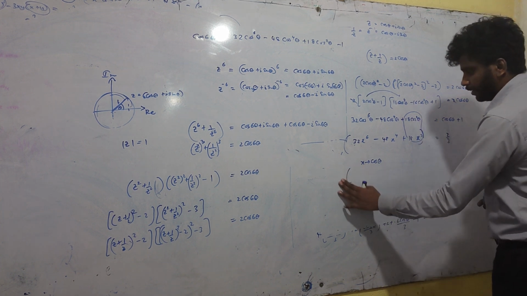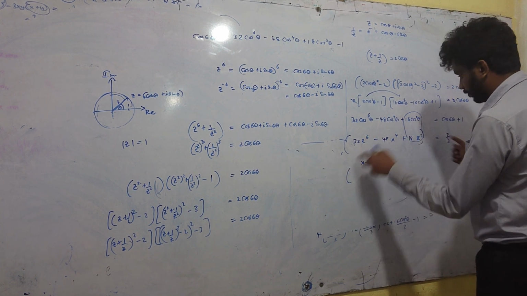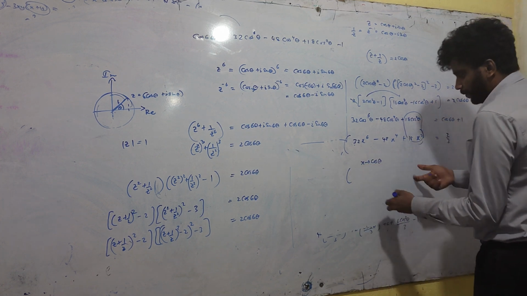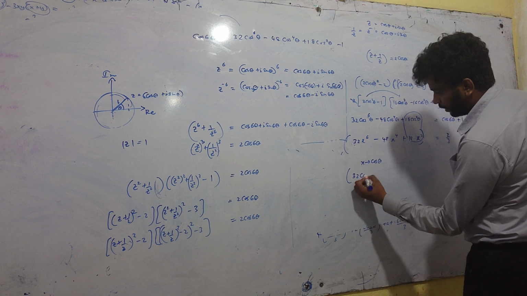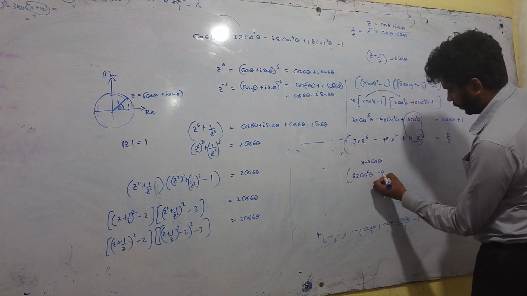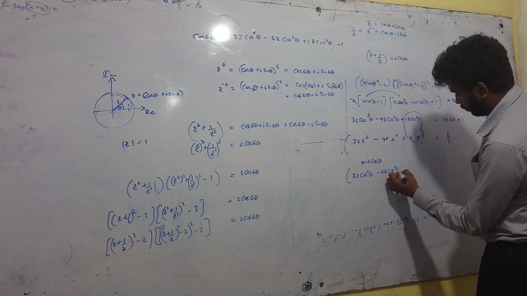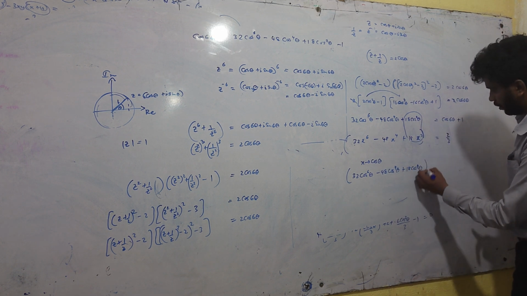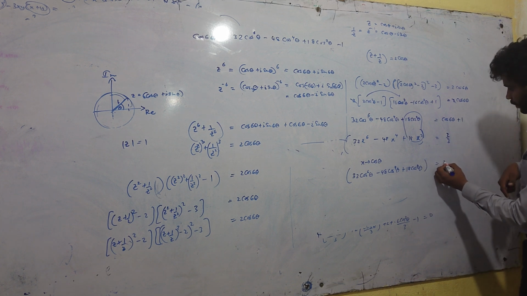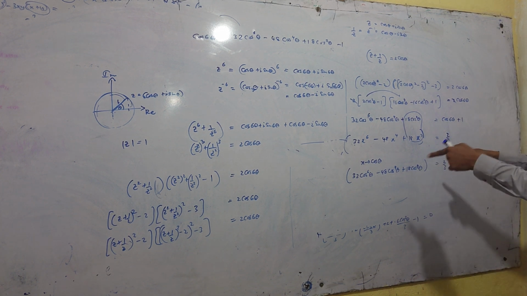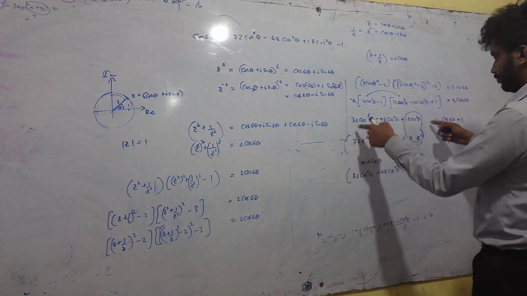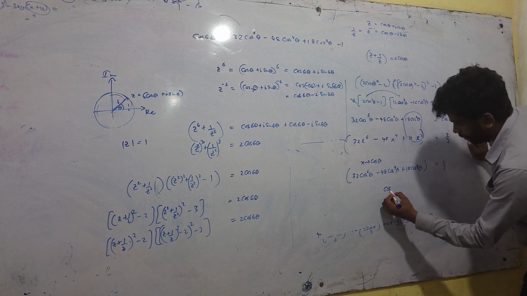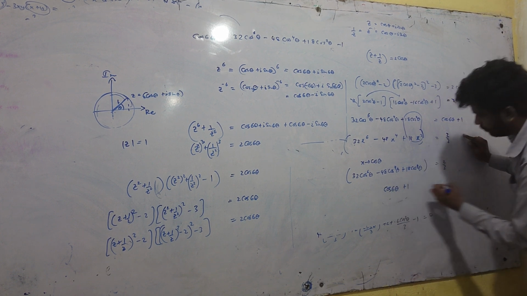So when x is replaced with cosine theta, this is nothing else but 32 cosine to the power 6 theta minus 48 cosine to the power 4 theta plus 18 cosine square theta minus 2 over 3 equals 0. No other transformation will work. This is replaced with what? This one is cos 6 theta plus 1, isn't it?